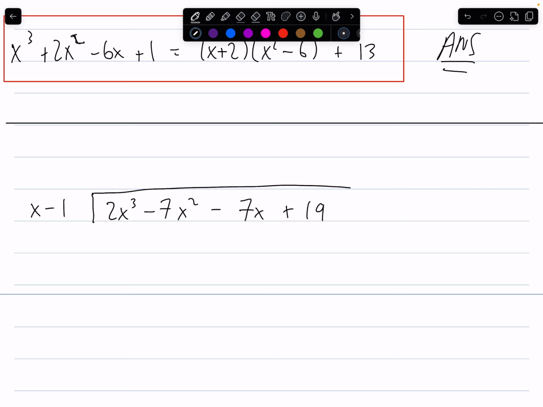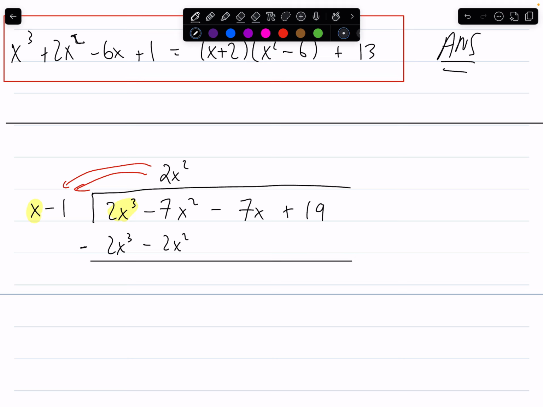First things first, we got to see, okay, x goes into 2x cubed how many times? It goes 2x squared times. And remember, you see how I'm putting the alignment? x squareds are always on top of x squareds. Then I got to multiply it back to both terms. So I end up with 2x cubed minus 2x squared. Cool. Now we're subtracting. 2x cubed minus 2x cubed is 0.